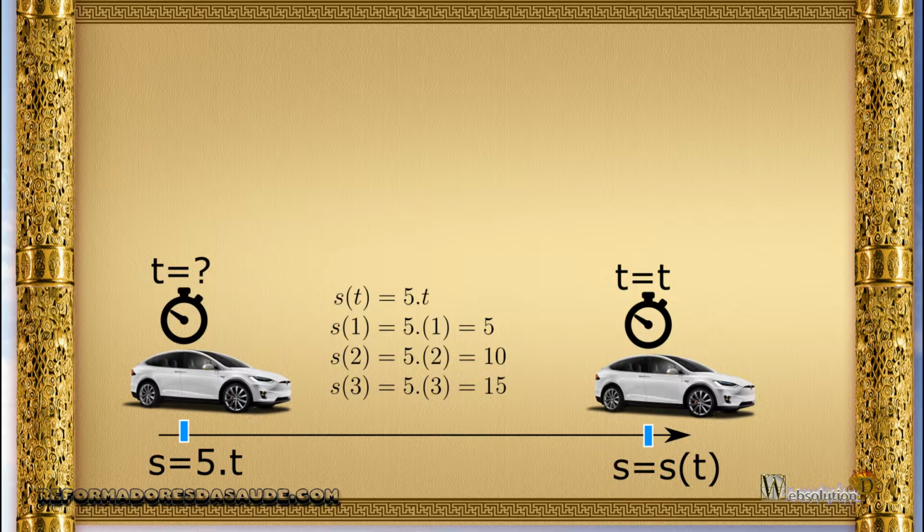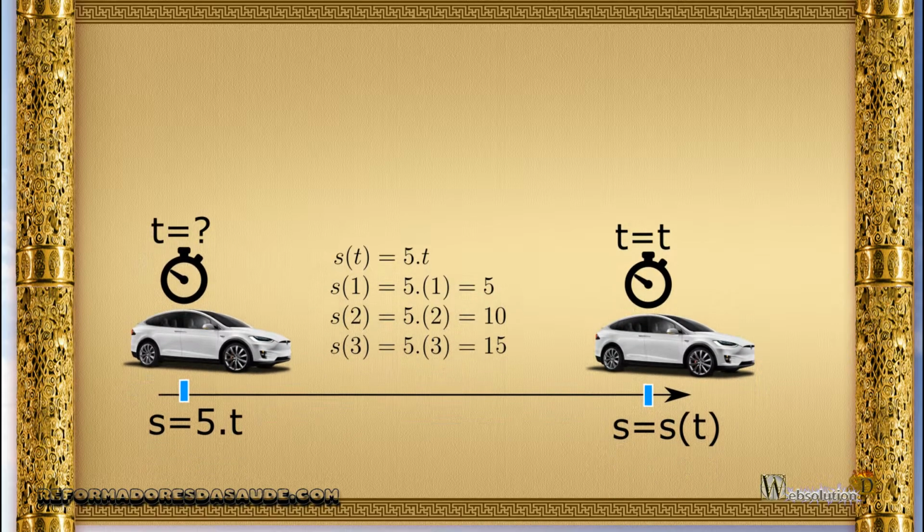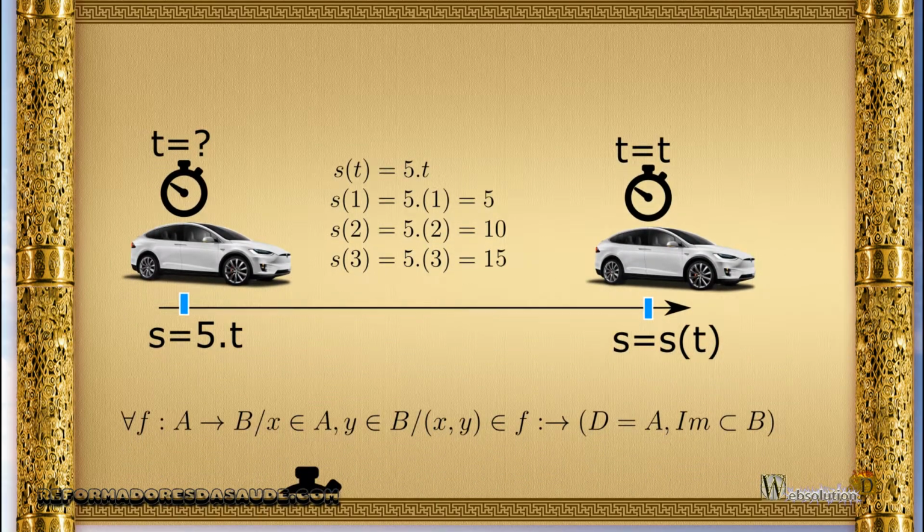Then at 1 second in the domain, the car would be at 5 meters in the image. If the domain was 2 seconds, the car would be at the 10-meter image, and if the domain was 3 seconds, the car would be at the 15-meter image. This is the easiest way I found to understand what the domain and image of a function are.